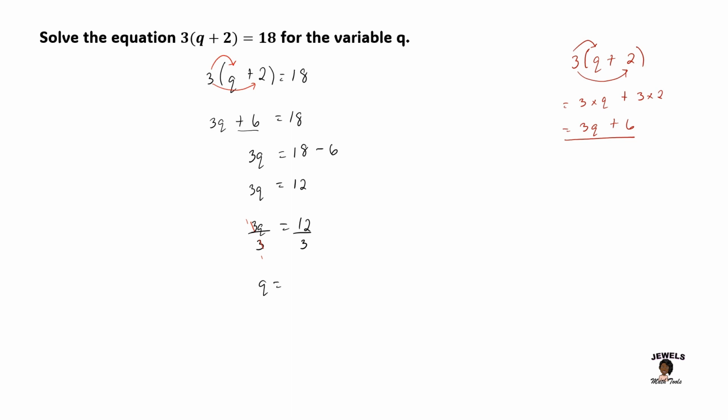And then we are dividing 3 into 12 on the right hand side. 3 divides into itself once. 3 will divide into 12 4 times, which means that my variable q will be equal to 4.